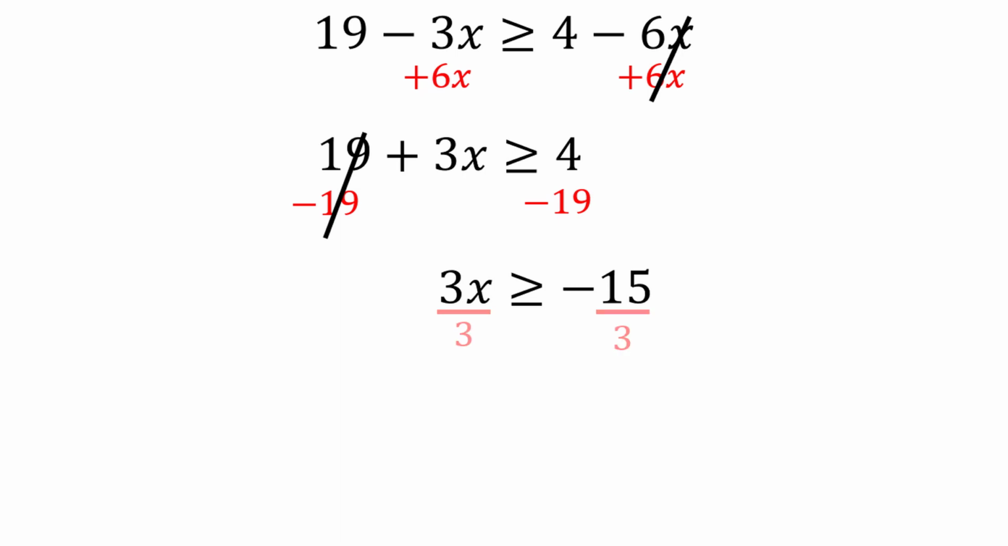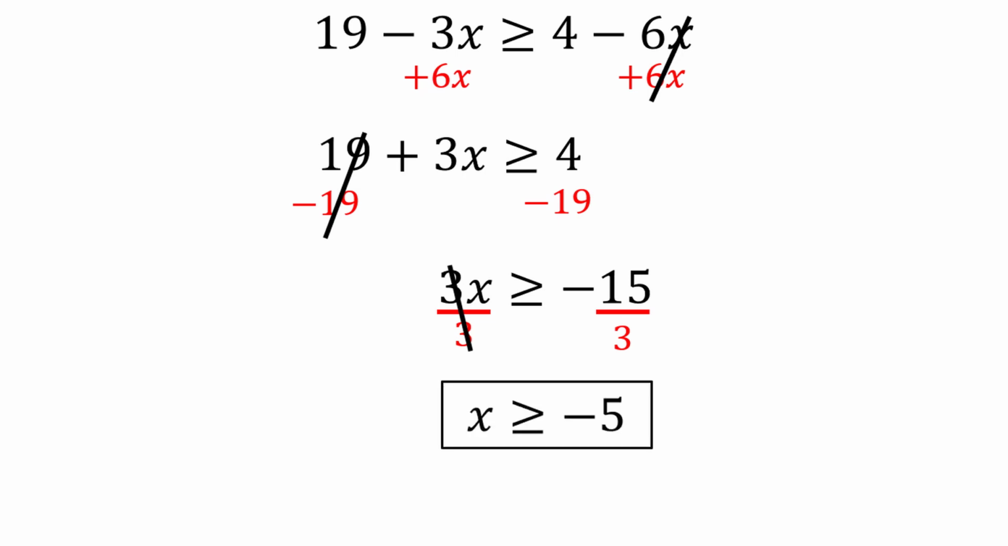Dividing each side by 3 to cancel out the coefficient of 3 on x, we have x is greater than or equal to negative 5, which is our answer. Any value for x that is either negative 5 or larger will satisfy this linear inequality.